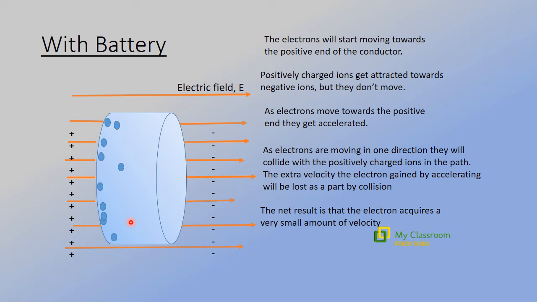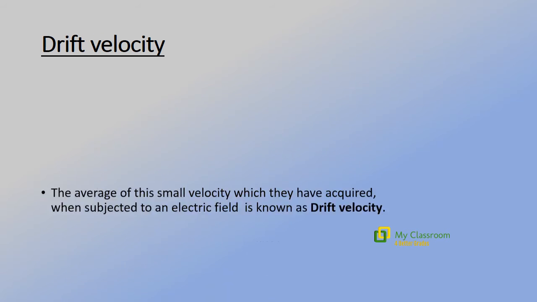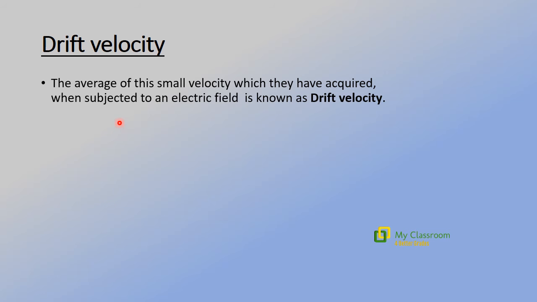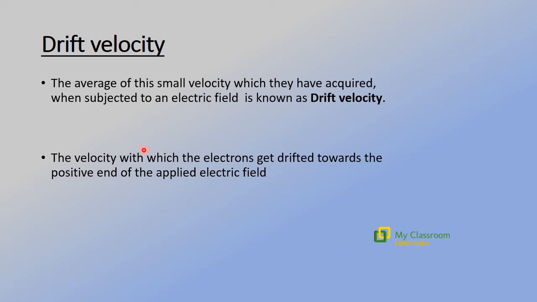Now the average of these velocities is known as drift velocity. So drift velocity is the average of the small velocity which the electrons have acquired when subjected to an electric field. Or we can also state that it is the velocity with which the electrons get drifted towards the positive end of the applied electric field.